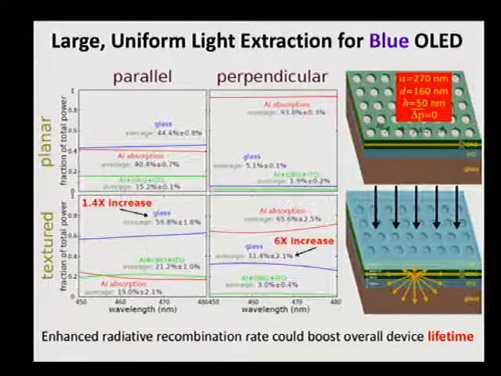Here I'm showing you the light extraction efficiency for a blue OLED, where you can see in the 2 plots in the bottom row that the light extraction for a blue OLED is much more uniform and much more significant because the texture is targeting a very narrow bandwidth compared to the broad bandwidth spectrum of the white OLED. Again, the enhanced radiative recombination rate could potentially be used to improve the overall lifetime of these blue OLEDs, which is a significant limitation of their practical use.